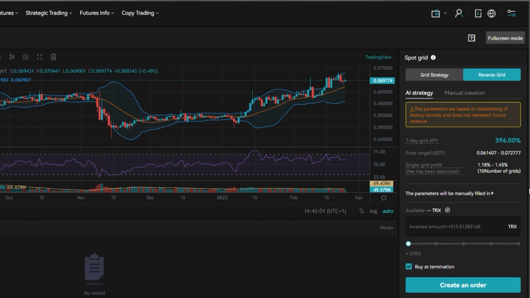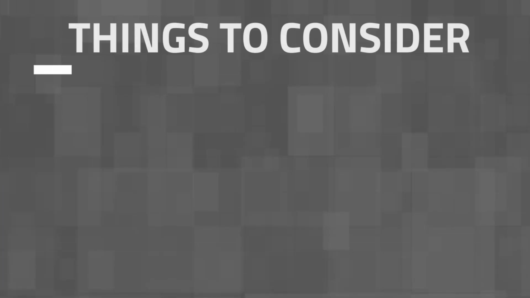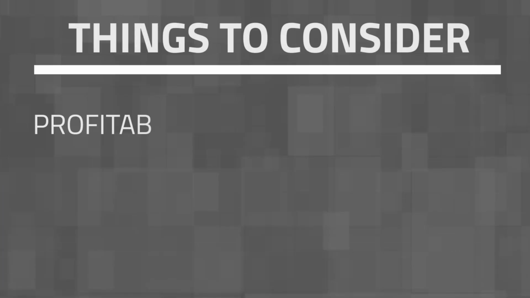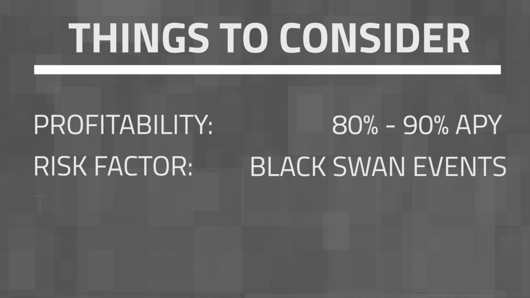I never really used it, to be honest. Now, in terms of profitability, in my experience, a grid which is timed well and applied on a suitable asset can generate about 80 to 90% profit on average per year. Now, the risk lies in major unforeseeable events which can easily happen in the world of crypto.